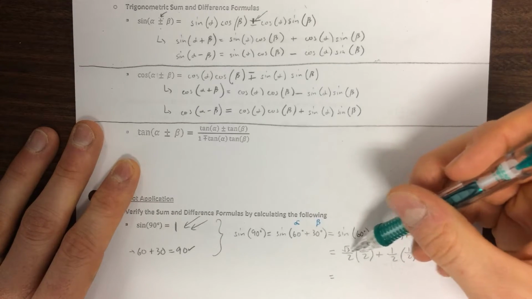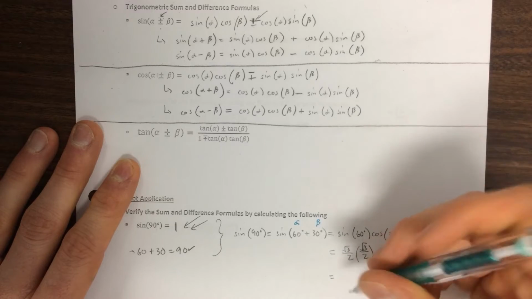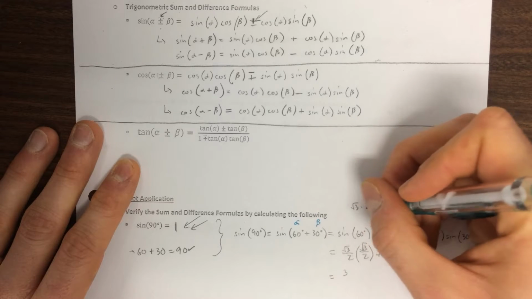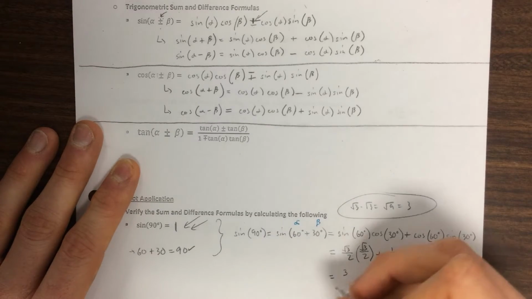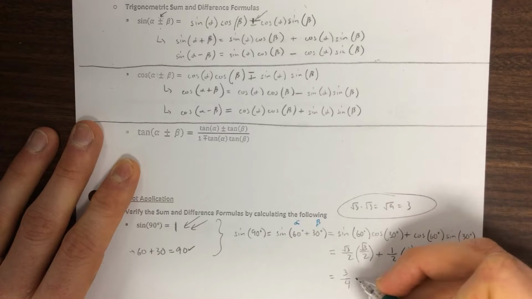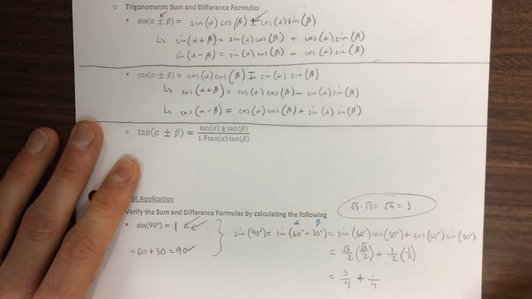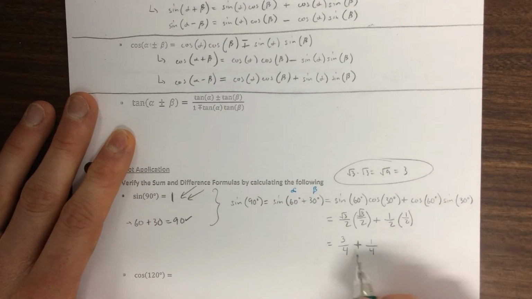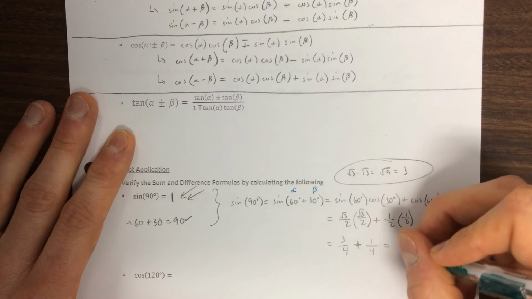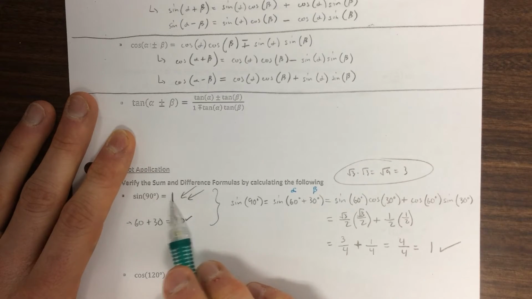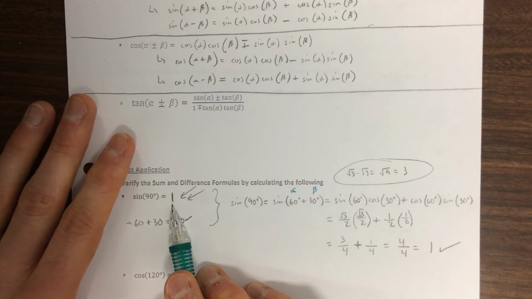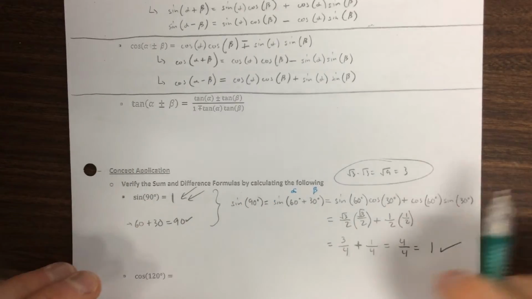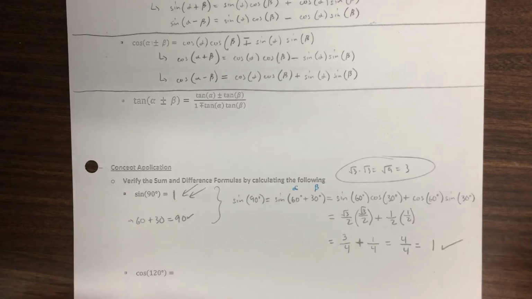Now, when we multiply fractions, multiply straight across, so square root of 3 times square root of 3 is 3, because you do like this. 2 times 2 is 4. 1 times 1 is 1. 2 times 2 is 4. Now to add fractions, what we have to do is find a common denominator. We already have that. 3 plus 1 is 4. 4 over 4 equals 1, which is what we wanted. All right. So it works. The sine formula works. It's valid. It's something that we can use.